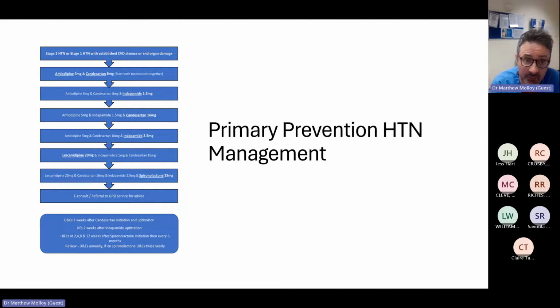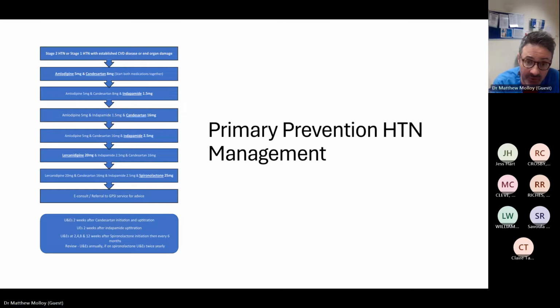If that doesn't control the blood pressure to target, we'll bring them back after a couple of weeks. We'll add in indapamide, so we're quick to get them on to 3 agents. If that doesn't work, we'd first up titrate the candesartan, then we would up titrate the indapamide. We find, as most people do, that going to higher doses of amlodipine will cause side effects with ankle swelling, and it's less tolerated. So if they're on higher doses of the candesartan and the indapamide and the blood pressure is not to target, we would switch the calcium channel blocker to lercanidipine 20 milligrams.